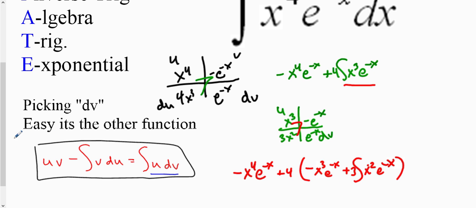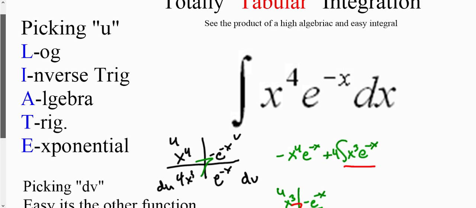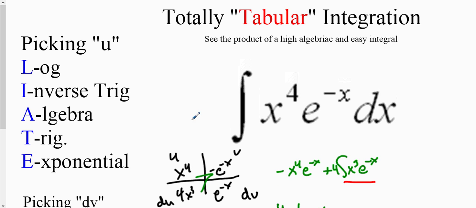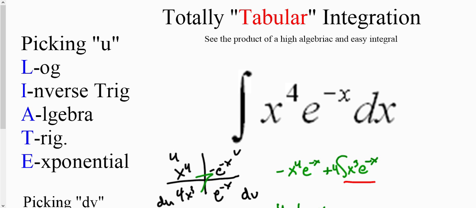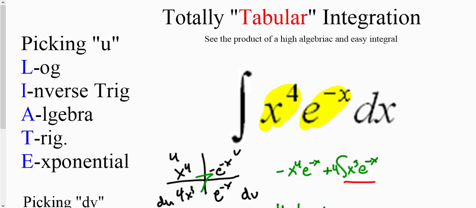Well, when you realize, or maybe I should help you realize, when you know you're going to have to use parts repeated times, is whenever you have a function here, and let me get a highlight here. Whenever you realize you have a polynomial and a repeating function, you're going to use parts over again. And that's where totally tabular integration, dude, totally works. So this is what totally tabular integration is. This is how you can apply it.